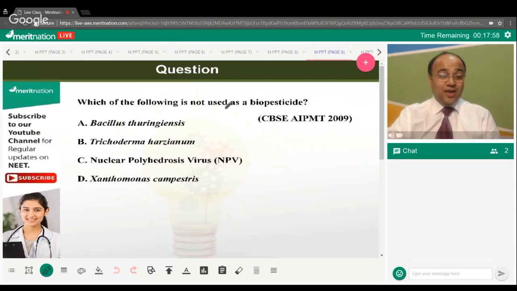Which of the following is not used as a biopesticide? Can any one of us answer this? So we have got many options in front of us. Which of the following is not a biopesticide?